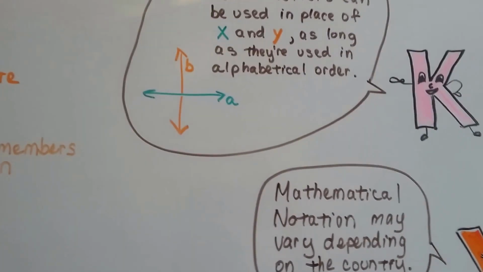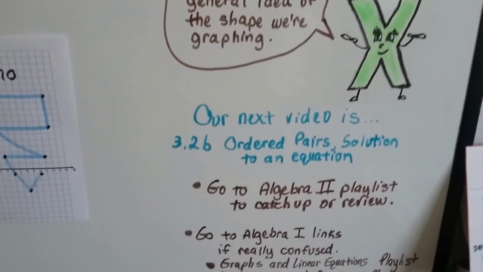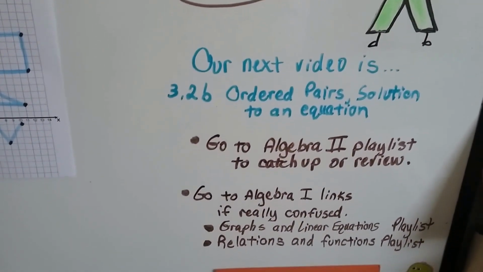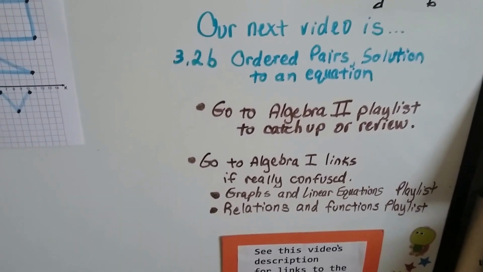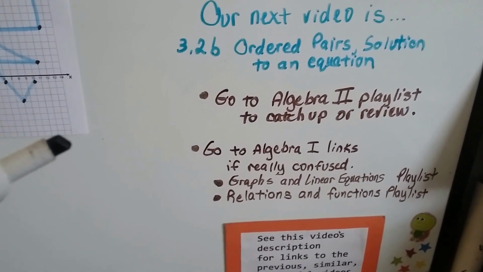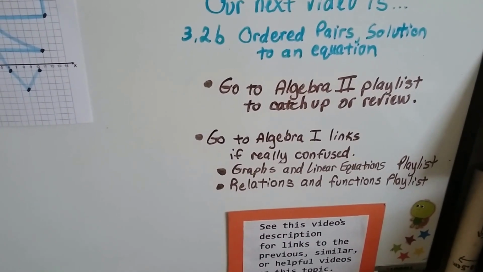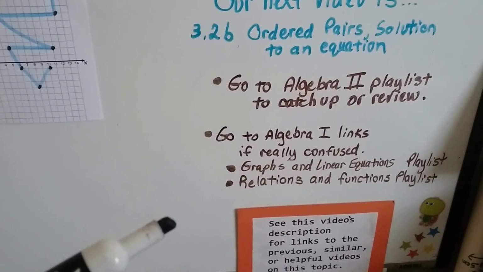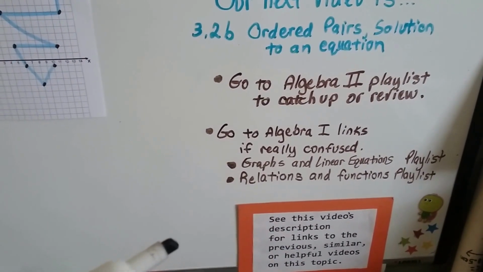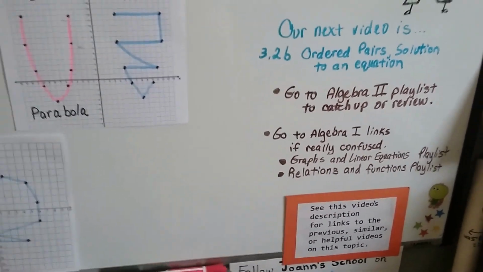See? All right? So our next video is 3.2b, and we're going to do ordered pairs and solutions to an equation. I'm going to add this video to the Algebra 2 playlist now, and if you want to click on the description of this video, you can go to that link to see them all, to study and for tests or whatever, and there'll be a link to my Algebra 1 chapters for graphs and linear equations and relations and functions playlists, all right? So that might help you.